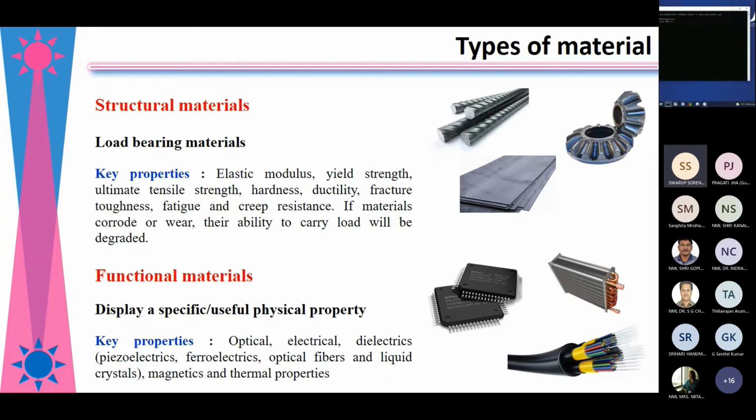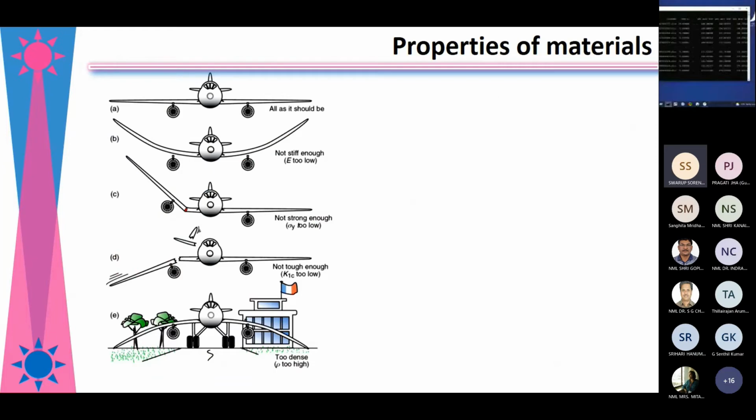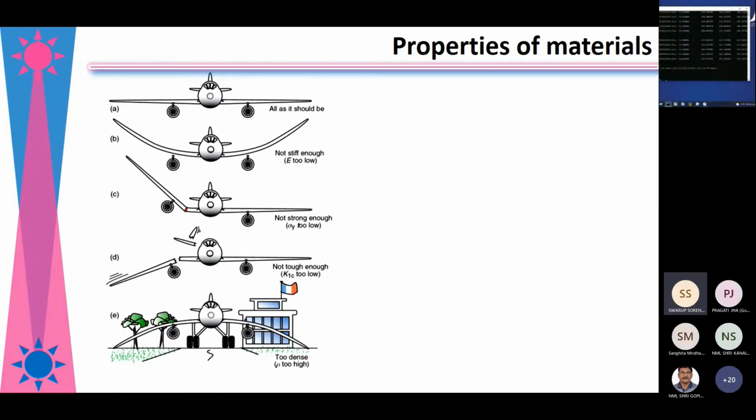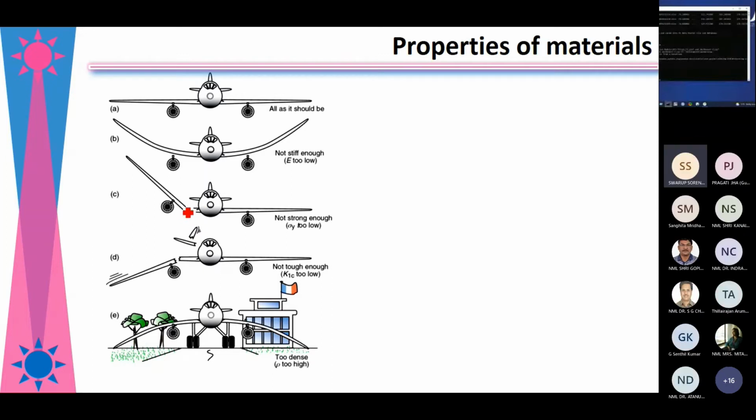If we look at how the properties determine the product behavior, here you can see this is an aircraft, and if the modulus of the wings is low, it will bend like this. If the yield strength is not enough, there is a tendency of deformation. And if the fracture toughness is low, then there may be breakage, or if it is very dense, then it will sag like this.